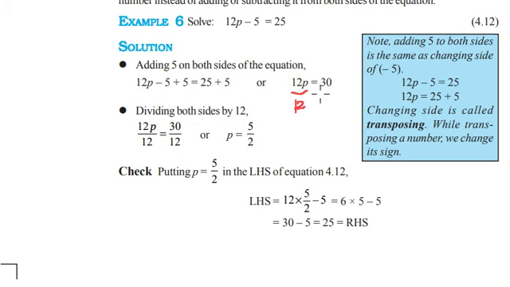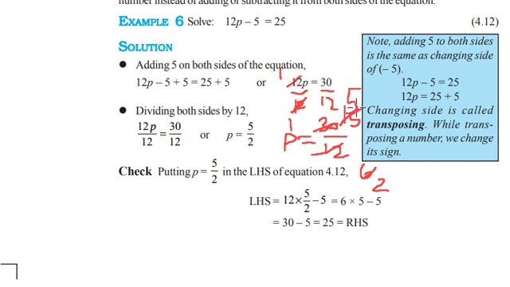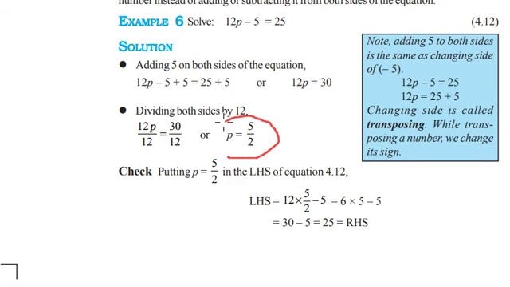12p divided by 12 on LHS and 30 divided by 12 on RHS. 12 ones and 12 ones. On LHS we are remaining with p. On RHS we are remaining with 30 divided by 12. So we can write this as 2 6 times, 2 15 times, 3 2 times and 3 5 times, 5 by 2. So p is equal to 5 by 2.